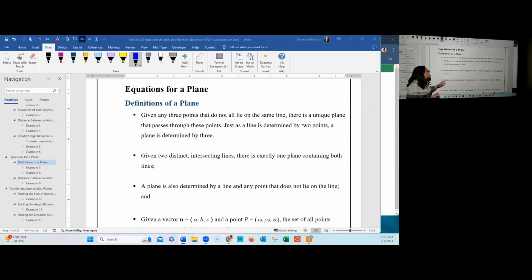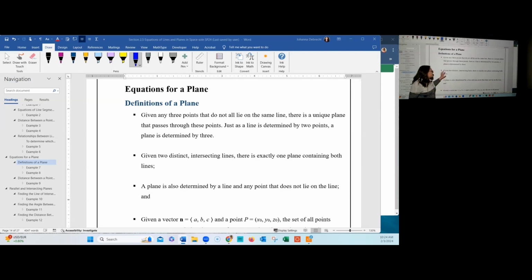Well, the first thing to realize is that if you're given any 3 points that are not on the same line, so between any 2 points, we know we have a line, but if the 3 points don't all lie on the same line, then there has to be a unique plane that lies through all 3 points. So 2 points connect with a line, but that third one is not on that line. Then the plane that connects the 3 points is unique. So just as a line is determined by 2 points, a plane is determined by 3 points that are not collinear.